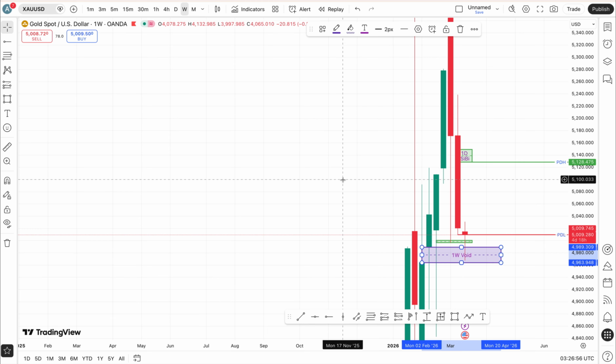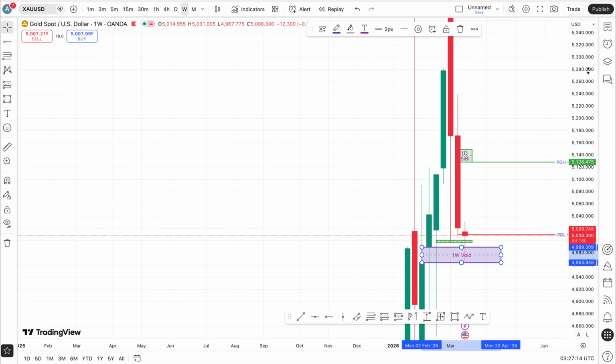The key point here, like I said, is the daily void aligns with the weekly void, which strengthens the importance of this region. When multiple time frame inefficiencies overlap, the market often reacts more strongly because the institutional order flow tends to concentrate in these zones.